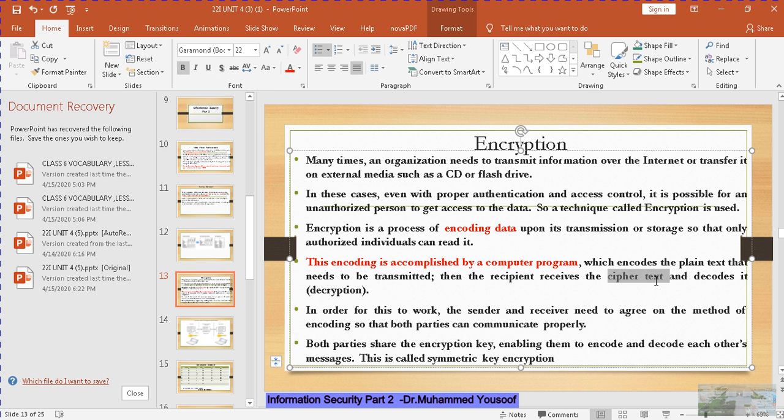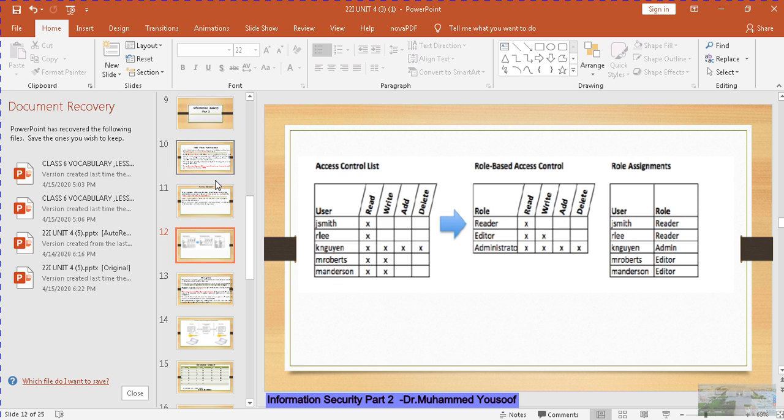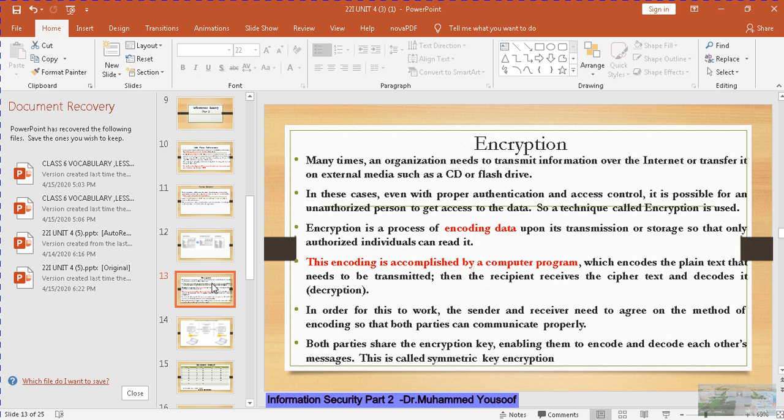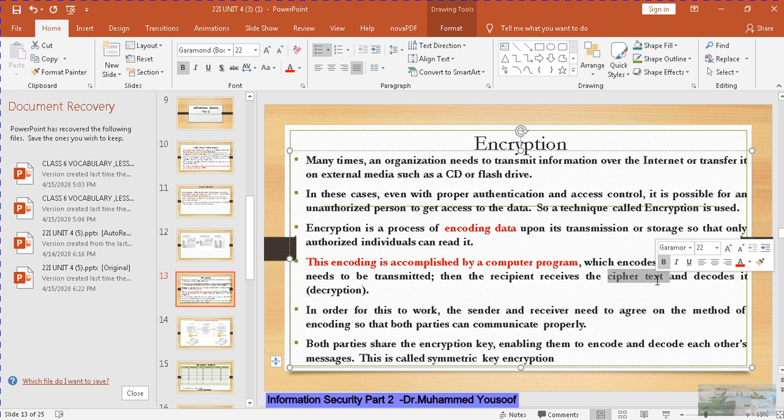Cipher text means what? It's coded text. The text is normally in one form, but cipher text means the information has been coded into a different form. Don't worry, when you see the next slide, you will understand very clearly. And when it reaches the receiver, it is decoded. Decoded means it is brought back to its original form. Decoding. There are two things in encryption: one is encoding, the other is decoding.